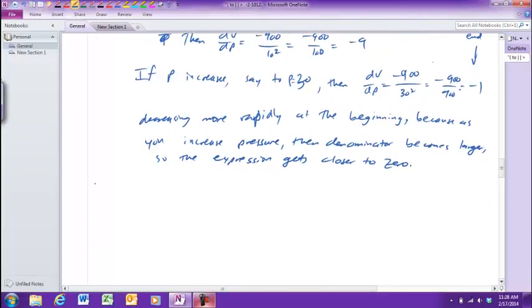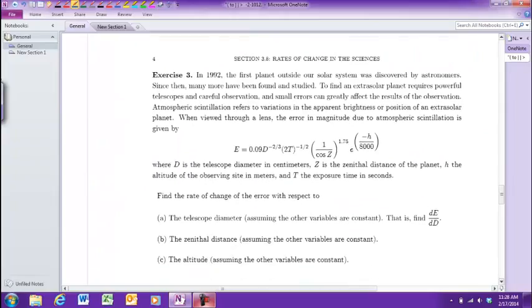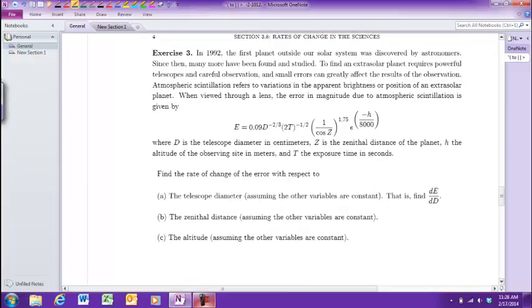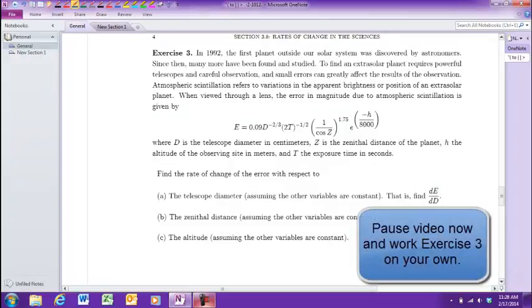Okay, we're going to do one last problem, exercise 3. This shouldn't take very long, even though it looks rather complicated. I'm just going to say, go ahead and try this one on your own, read the question, and try to work out the answers. And when you're done, you can unpause the video and see what I came up with. So go ahead and pause the video now, work on exercise 3.